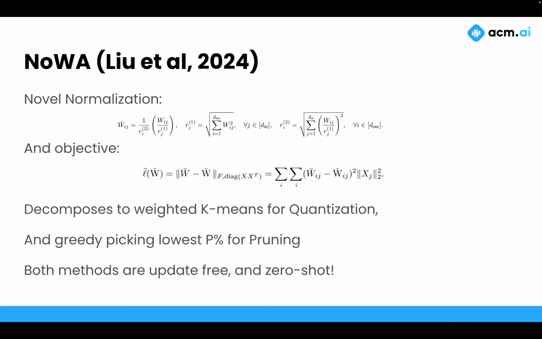And then this decomposes to weighted k-means for quantization, similar to SqueezeLLM. But the key thing is, unlike SqueezeLLM, we don't need to do a backward pass to compute the gradients. So this can be done zero shot. And in greedy picking, we just pick the lowest 2%.